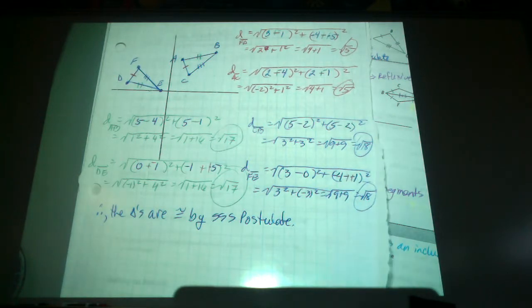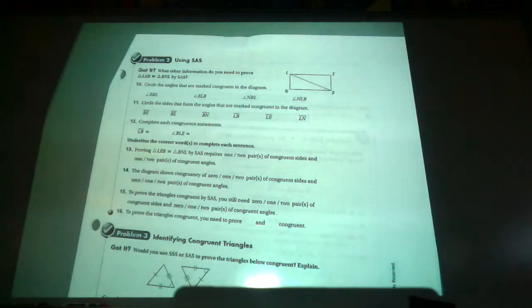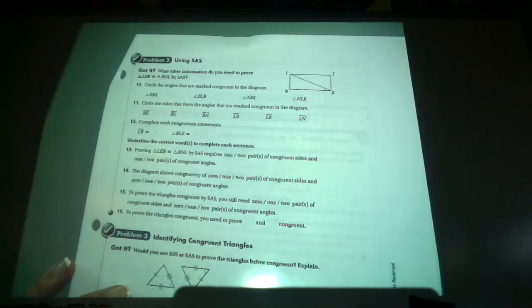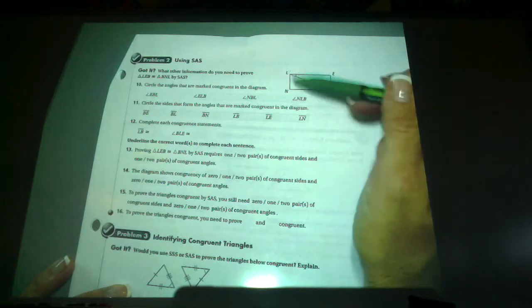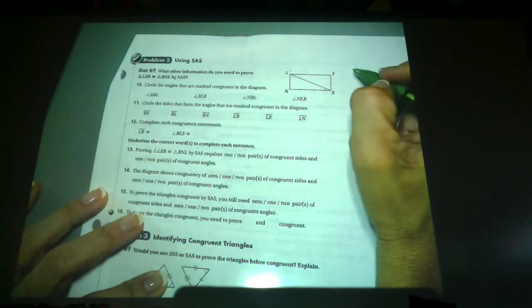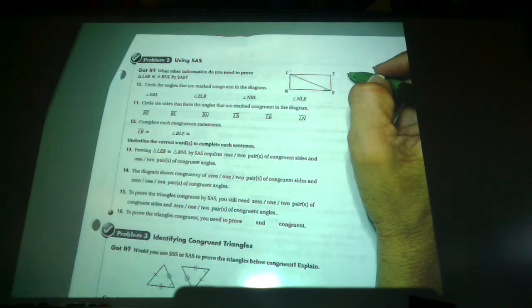Then, let's look at your notes. If you didn't finish that up, you can finish that up later. Look at your notes, flip it to problem 2. What other information do you need to prove triangle LEB, that's this upper triangle, is congruent to triangle BNL? As you see from the picture, you've got one set of angles congruent. Just by the picture, because you have to look to see what in the picture have they given me, what else can I prove without any help, then what else would I need?